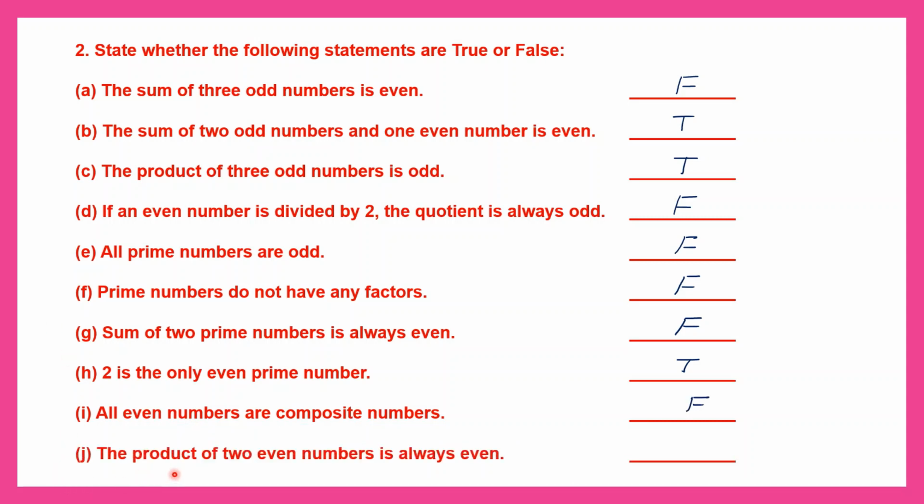Question 2. The product of two even numbers is always even. Is that true? Take any two even numbers: 2 into 4. 2 fours are 8. Let's take two other even numbers. Now we'll take 6 and 8. 6 eights are 48. So this statement is true.